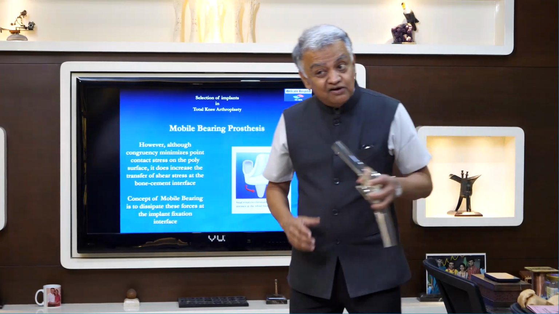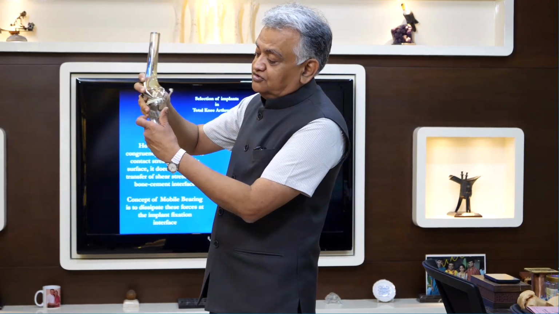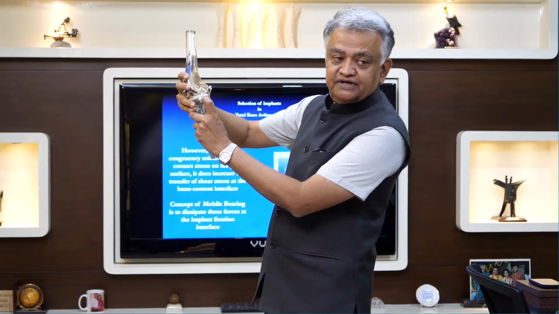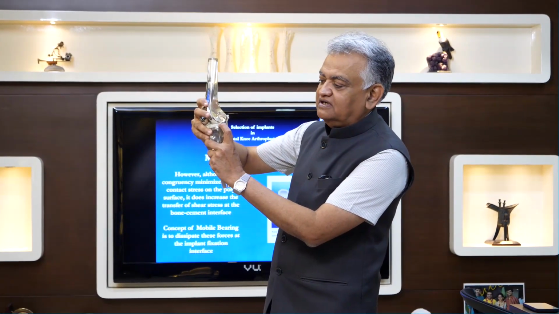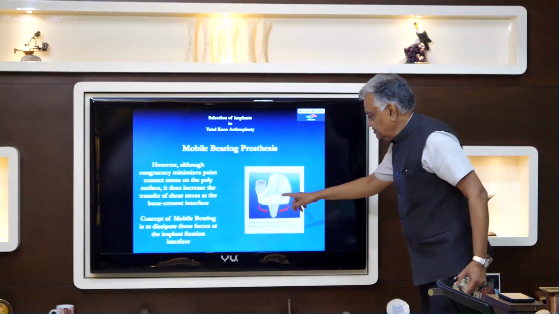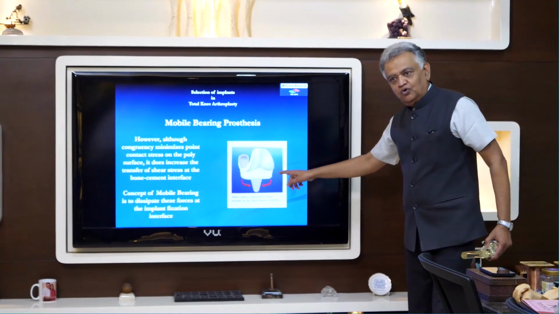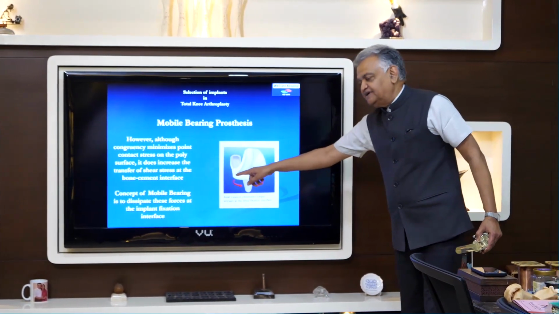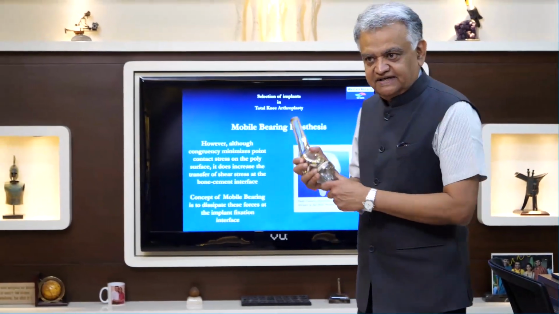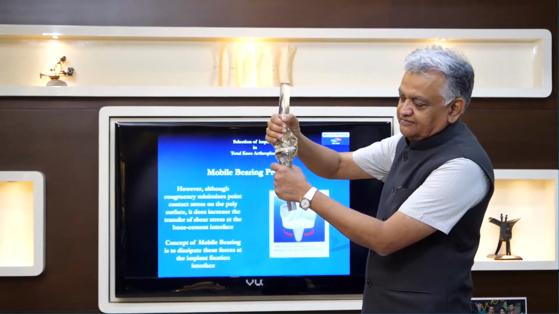It's not just about the wear of the plastic. Remember, I told you that conformity had another problem, that it was transmitting shear stresses to the implant bone interface. Here, the moment the plastic rotates off, there is no further transmission down. All those shear stresses are dissipated at this time. Samjhaya? Can you understand this?